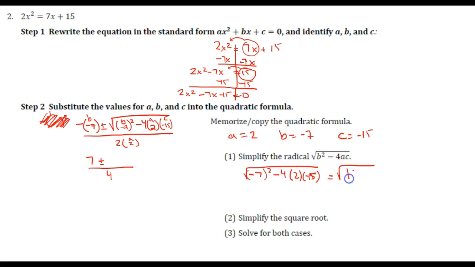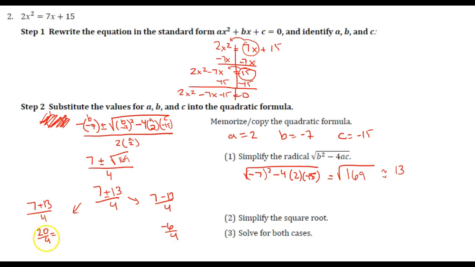And if you found that out to be 169, we could actually square root that. In fact, square root of 169, if you haven't figured that out yet, on your calculator would be about 13. So that would be 7 plus or minus 13 over 4. So we'll do the positive result. 7 plus 13 over 4 and 7 minus 13 over 4. If we simplify this further, that would be 20 over 4. We simplify that further, that would be negative 6 over 4.